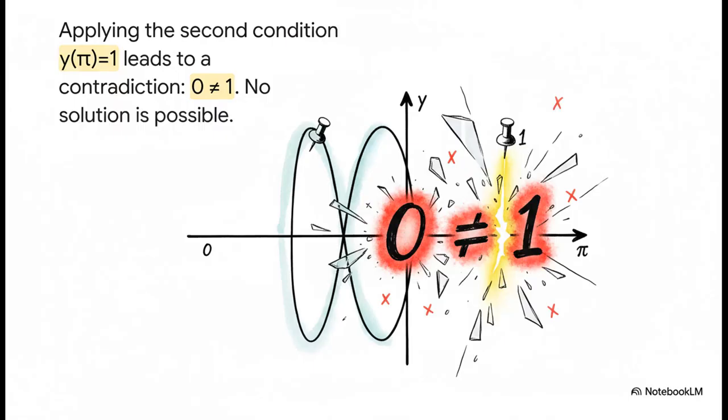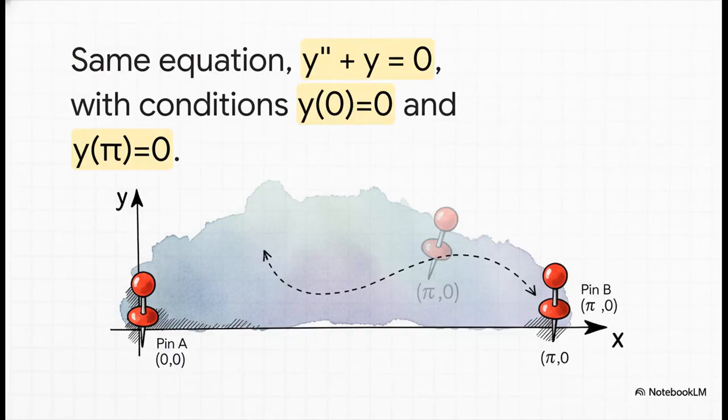Okay, so what happens? Well, that first condition, y of 0 equals 0, still makes our first constant, c1, go to 0. No problem. But then we plug in the second condition, y of pi equals 1. That gives us c2 times the sine of pi, which is 0. So the whole equation just becomes 0 equals 1. And that is a flat-out mathematical contradiction. It's impossible. These boundary conditions are asking the equation to do something it physically cannot do. There is no solution.